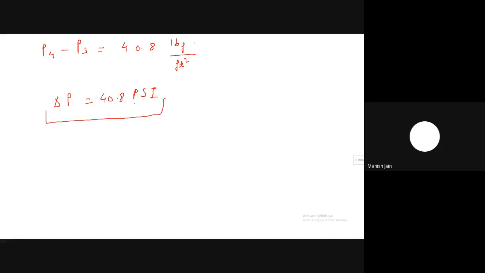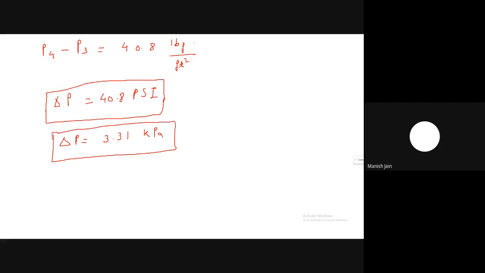So 40.8 psi. So this is the English unit of the pressure. Okay, you can convert it in the Pascal, kilopascal. So if you convert it in the kilopascal, you have to divide by 14.6. It will become around 3.31 kilopascal, if you use the MKS unit. So this is how you have to solve the problem. So in next class we will solve more problems related to the energy balance.